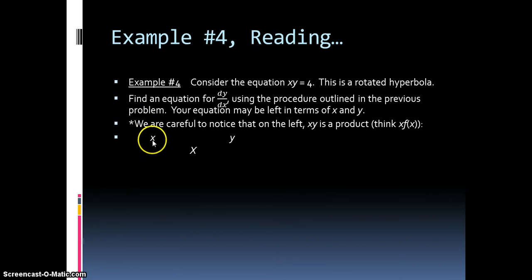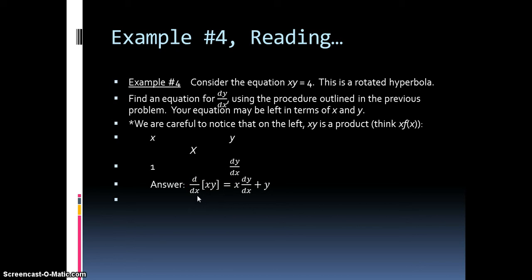Again, with product rule, we consider our two functions. We've got x and we've got y. And we need to take the derivative with respect to x of each part. What I said before was the derivative of x with respect to x is just 1. Derivative of y with respect to x has a specific name. We call it dy dx. Putting that all together, we get x times dy dx plus y is the derivative of xy with respect to x.